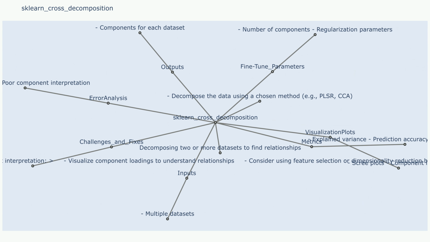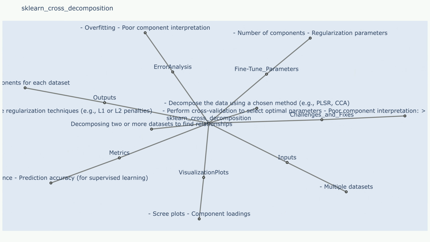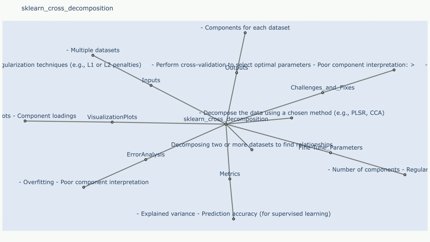Fine-tune parameters. Parameter 1, n_components. This parameter controls the number of components extracted. Higher values capture more variance but can lead to overfitting. Parameter 2, Regularization parameters. Some methods offer regularization parameters to prevent overfitting or to enforce specific properties on the extracted components. Uncertainty methods. Uncertainty method 1, Bootstrapping. This method involves resampling the data multiple times and performing the cross-decomposition on each resample. The variability in the extracted components can be used to estimate uncertainty.